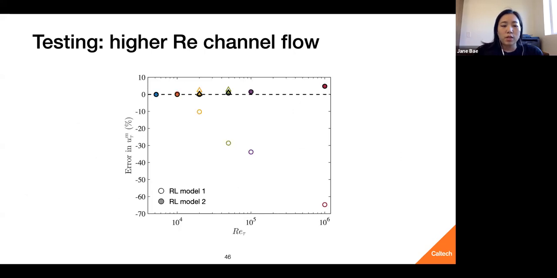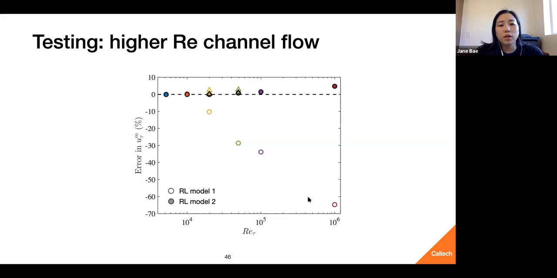So if we look at the errors in the wall shear stress, so this is what we want to look at, and this is in percent. You'll see obviously that there's one model that has a very large error as the Reynolds number increases. So here the x-axis is Reynolds number, the y-axis is error. So the open circles here are our first model, the model that we trained on using the velocity and the wall normal location. And the closed circles are the second model where we trained on the instantaneous velocity, instantaneous log law slope and the log law intercept. So you can see clearly that the first model doesn't do quite well if we start increasing the Reynolds number.